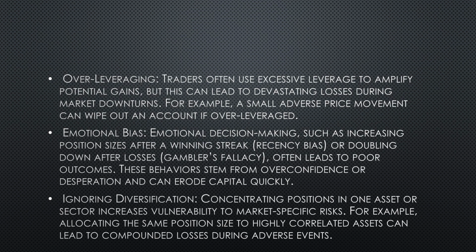Emotional bias. Emotional decision-making, such as increasing position sizes after a winning streak, recency bias, or doubling down after losses, gambler's fallacy, often leads to poor outcomes. These behaviors stem from overconfidence or desperation and can erode capital quickly.